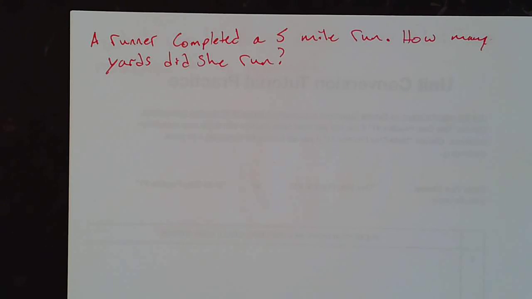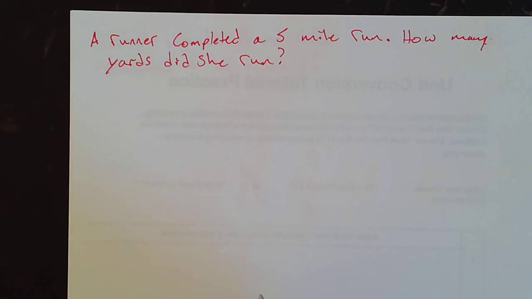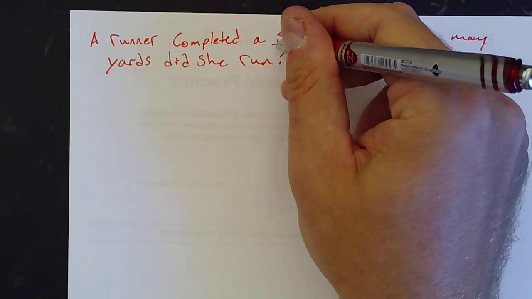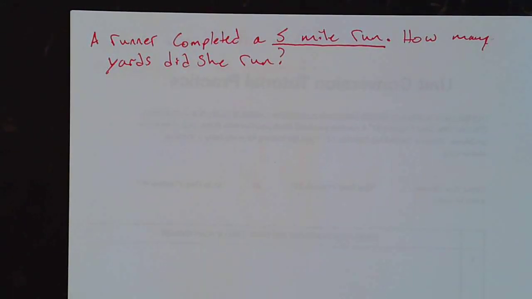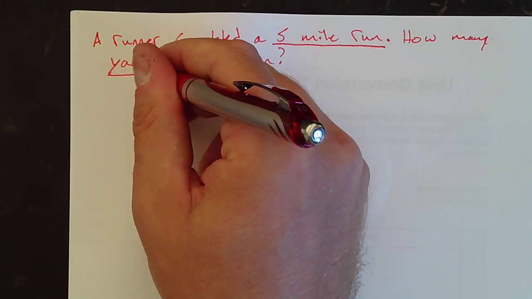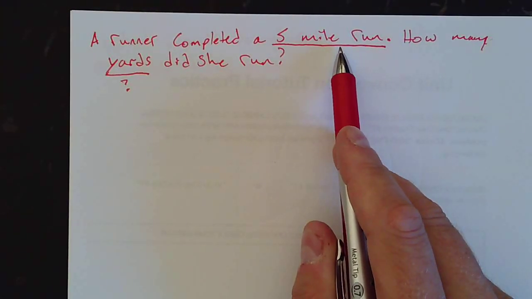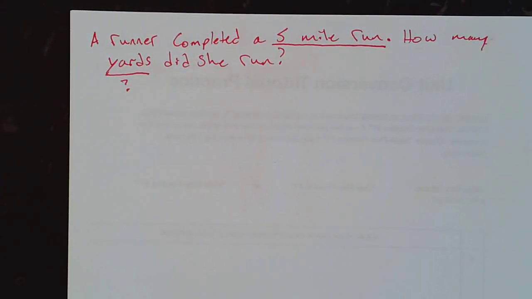A runner completed a 5-mile run. How many yards did she run? So let's take a peek at this. This is a really good problem because it actually involves a couple different steps. So we're going to look at what this is. A runner completed a 5-mile run. I'm going to underline that first. How many yards? So I know what I have, what I'm starting with, and I know where I want to end. So let's start to convert this.